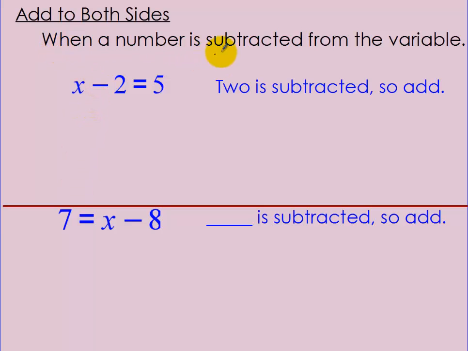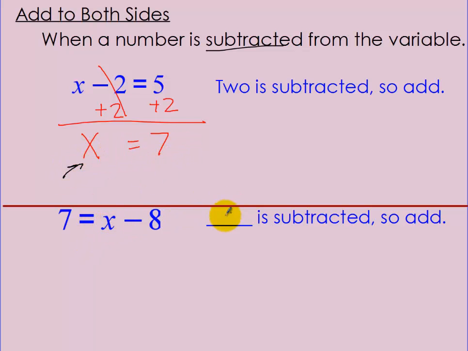Now another way is adding to both sides. You add to both sides when a number is subtracted from the variable. So looking at this first equation, what's happening? Well, we're subtracting 2. 2 is subtracted, so we want to add to both sides. So I'm going to add 2 to both sides. Plus 2 and plus 2. The plus 2 and minus 2 cancel out, so I'm left with x equals 5 plus 2 is 7. That x is isolated right here. So we can say x equals 7.